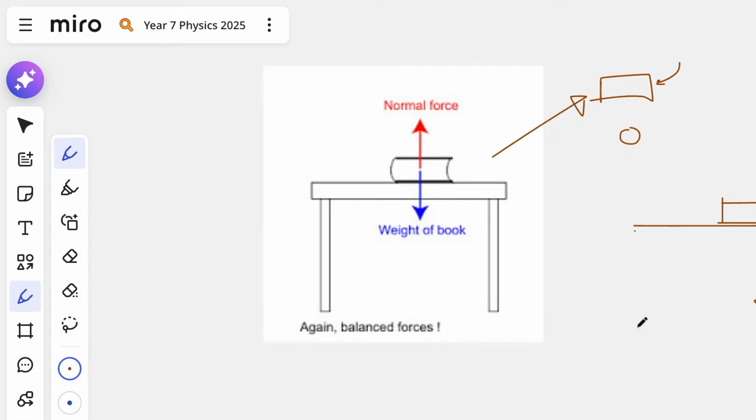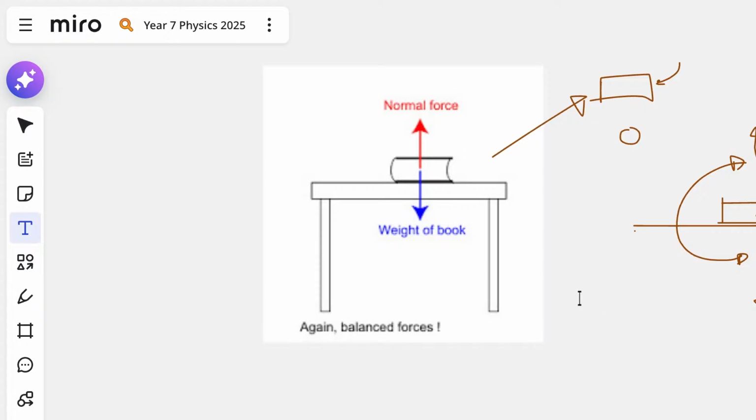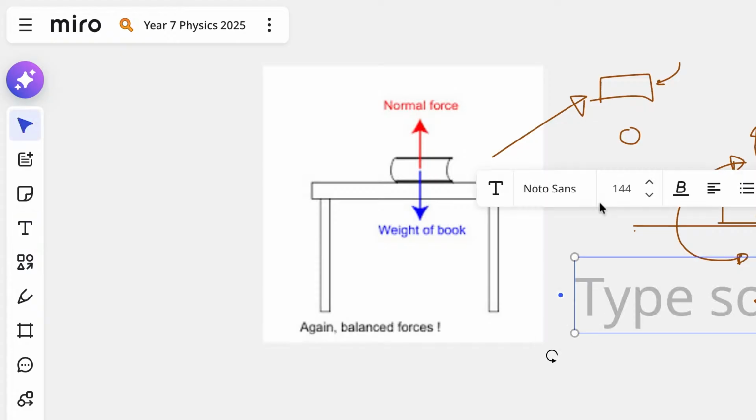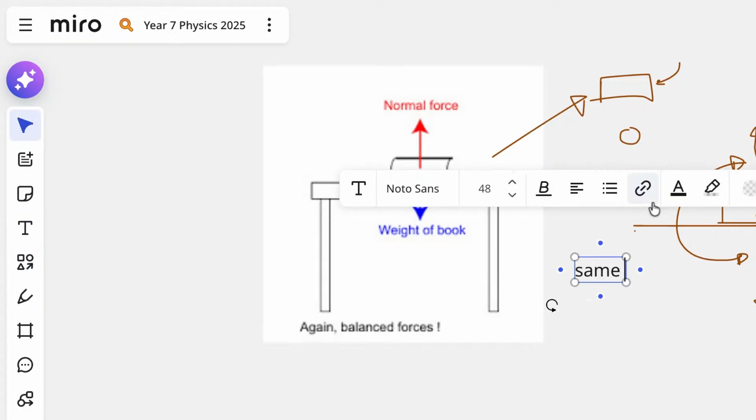This book is not moving. So the table, which sounds really weird, is pushing back upwards. It's called the normal. And apart from my little kink, these two arrows are the same size but in opposite directions. You don't have to be exact, but pretty close. So the arrows are the same size and in opposite directions.